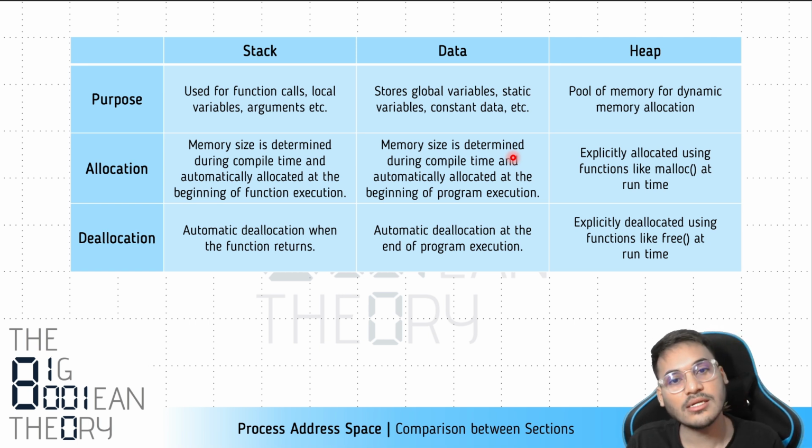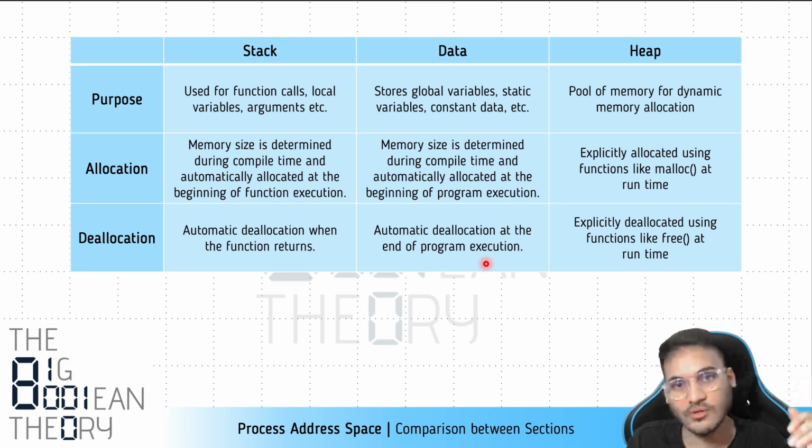When the program starts running, the allocation happens as per the sizes that have been calculated at the compile time, right? And deallocation happens when your program basically terminates, right? At the end of program execution, your objects on the data section are automatically deallocated. Again, you don't have to do anything. Just like the stack section, you don't have to do anything for the data section.